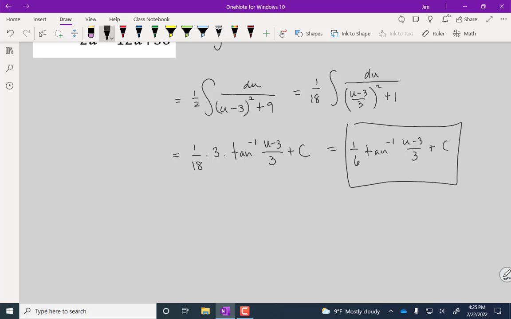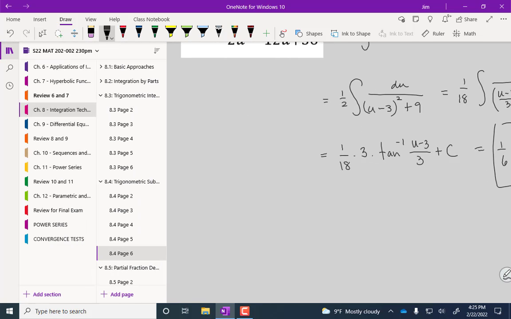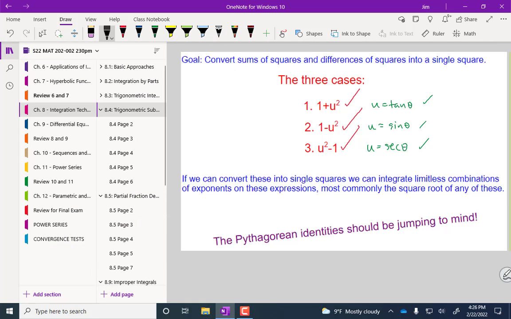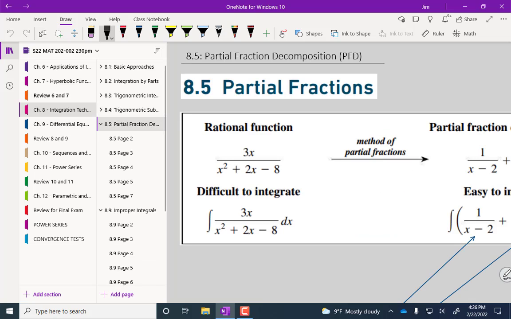This is the hardest section in chapter 8 for sure, getting all the nuts and bolts of this trig sub stuff down. The next section is the easiest section in chapter 8: PFD, partial fraction decomposition.